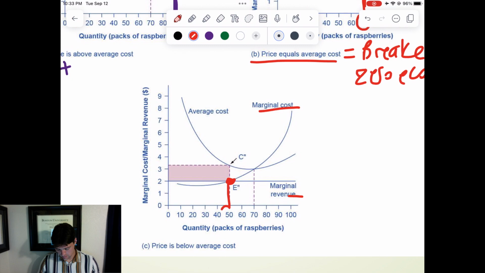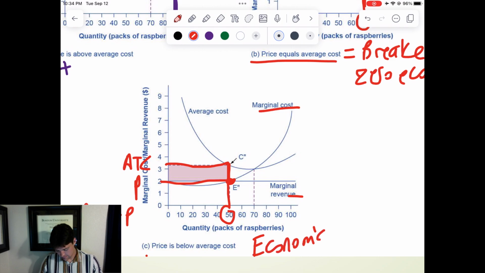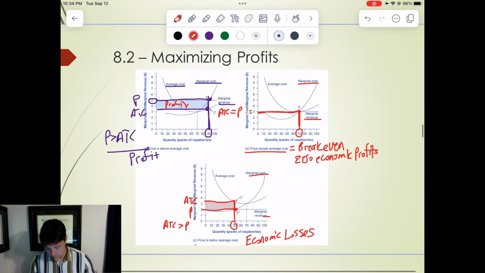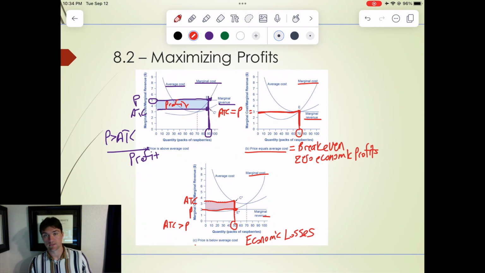We'll find the quantity, and we'll find the price, and we'll find the ATC. And on this one, your ATC is way up here, your price is here, so ATC is greater than price, so therefore you're making economic losses. Okay. So those are our options. We either are making profits, zero profits, or losses, and all of it depends on where the price and the ATC are.